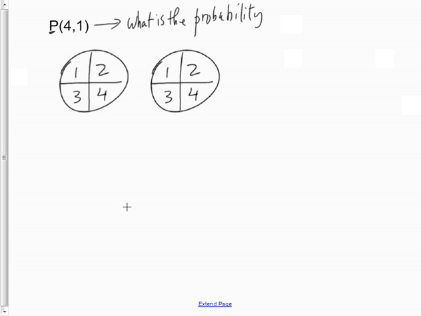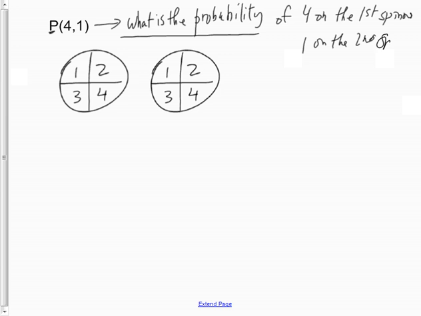That P means what is the probability of a 4 on the first spinner and a 1 on the second spinner? So if I have to interpret what this says, it really says, what is the probability of a 4 on the first spinner and a 1 on the second spinner?